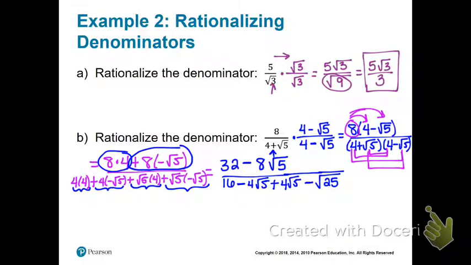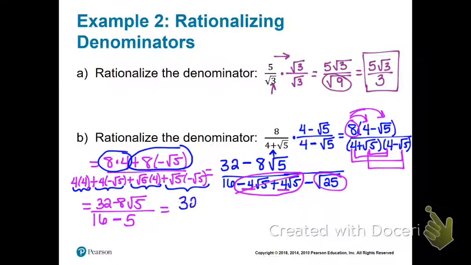And now we just need to simplify that denominator. So the numerator is just going to come with us. So we get 32 minus 8 square root of 5 over, we get 16. These are like terms. They both have that square root of 5. And negative 4 plus 4 is 0, so they cancel. So then we have minus, and the square root of 25 is 5. So all I have left is combine like terms on bottom. So 32 minus 8 square root of 5 over 16 minus 5 is 11.